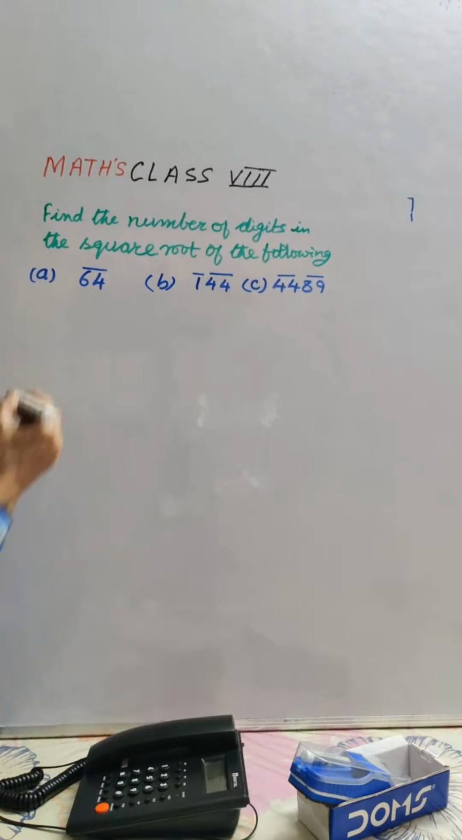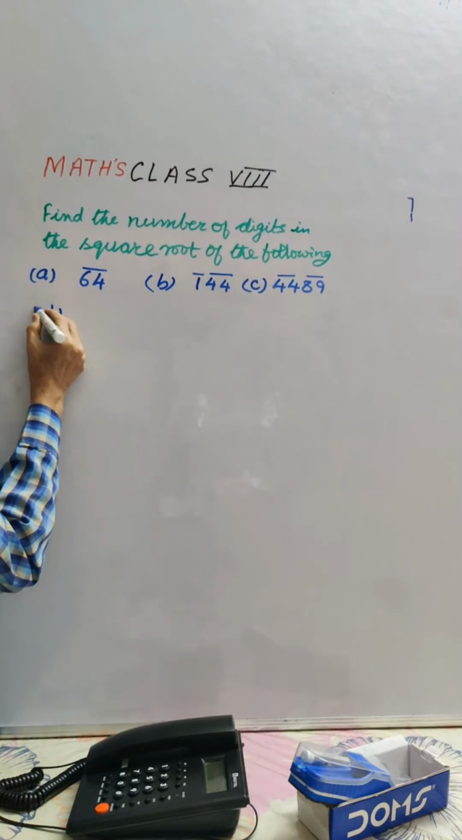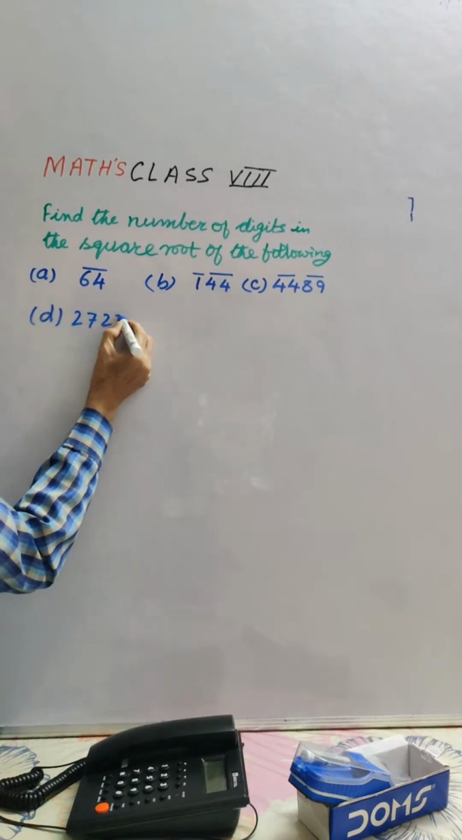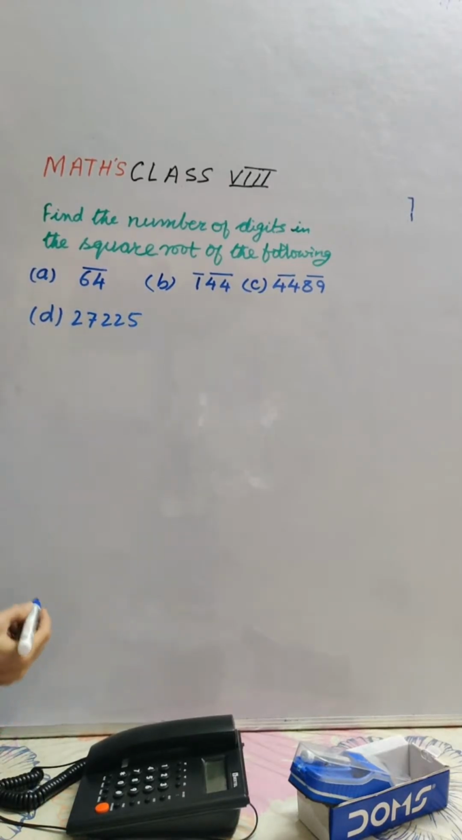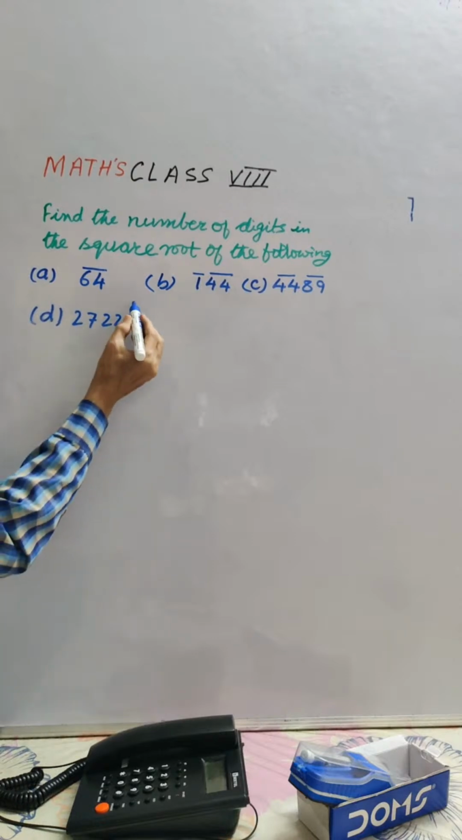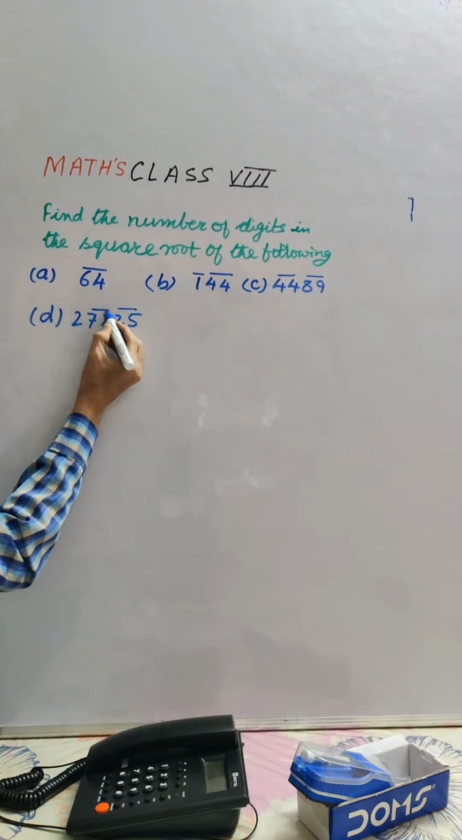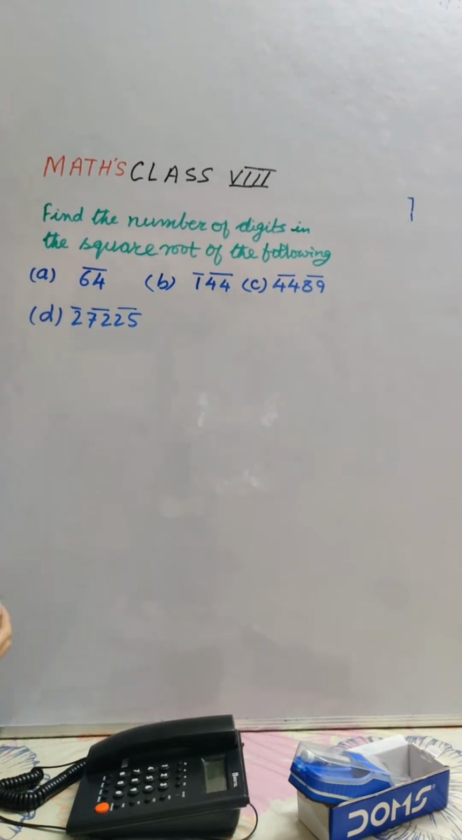D is 27225, making pairs from right hand side. 1 pair, 2 pair and this remains. So there will be 3 digits in the square root of 27225. 27225 के स्क्वायर रूट में 3 digits होंगे.